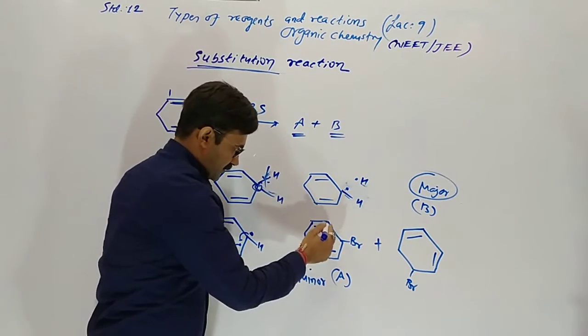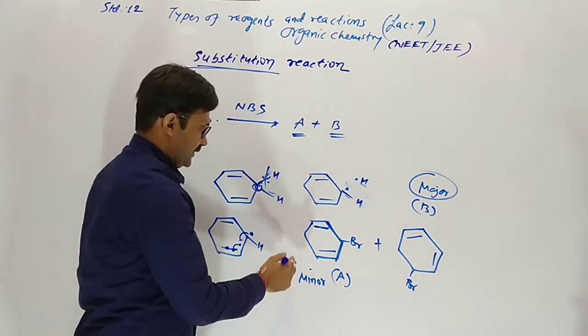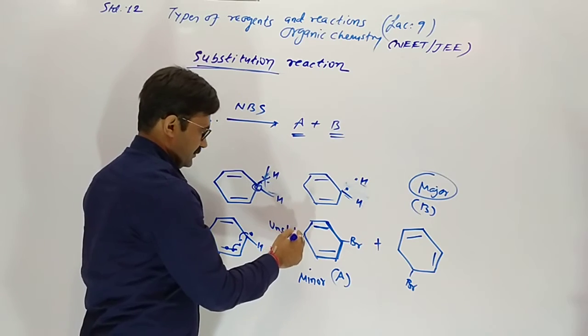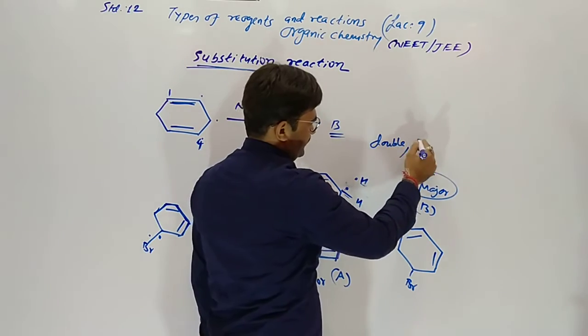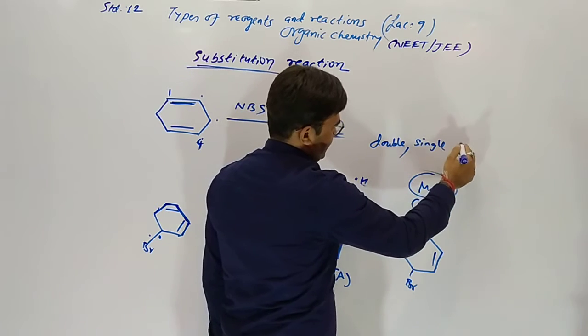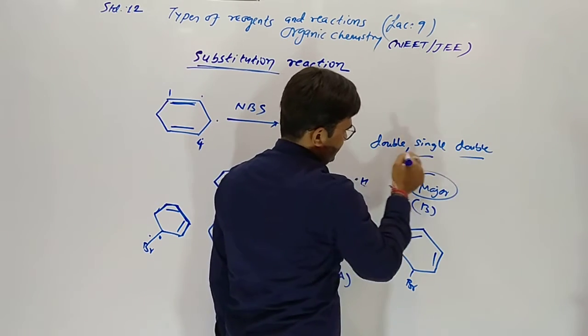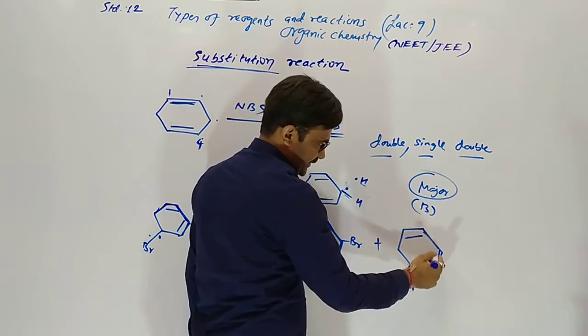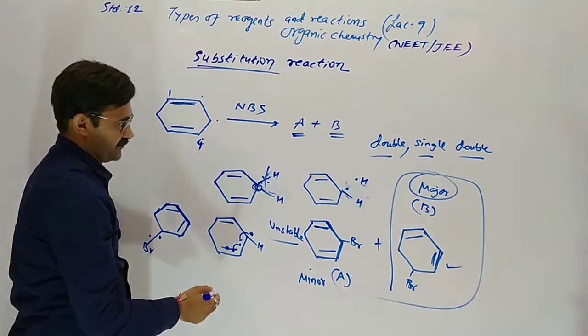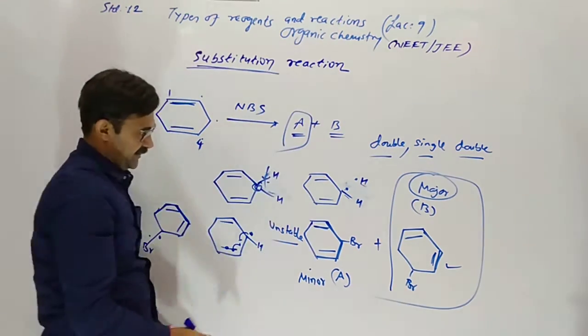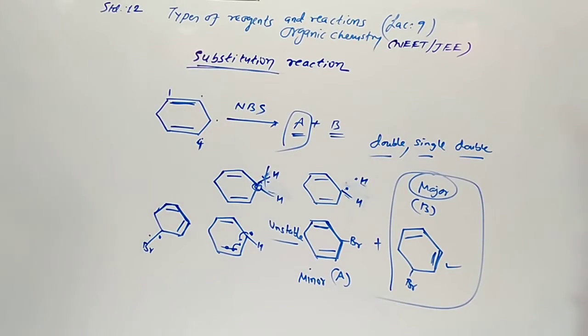Why? Double bond, single bond, double bond is unstable. Here double bond, single bond, then double bond. So which is stable? This is our major product. A is minor, B is the major product.